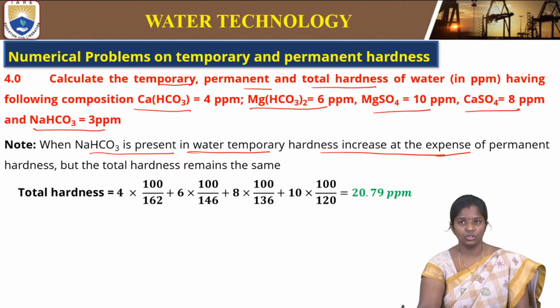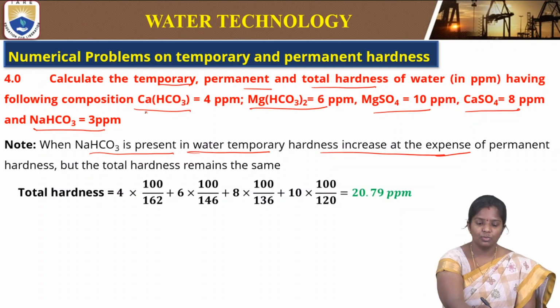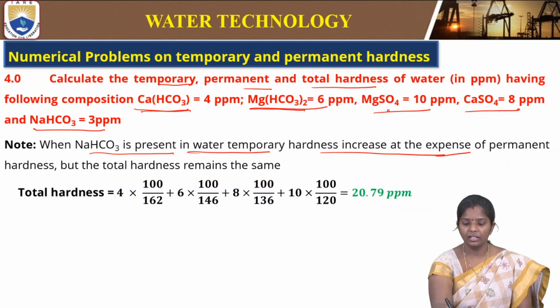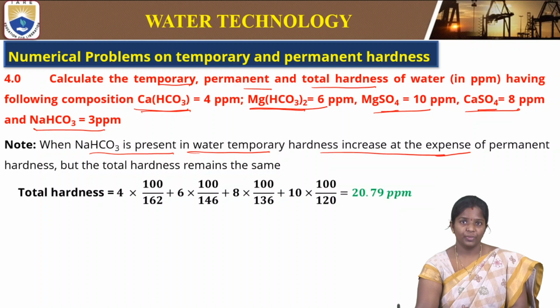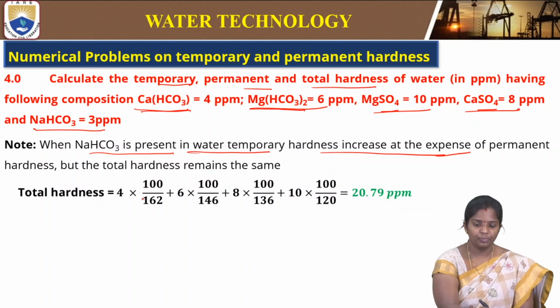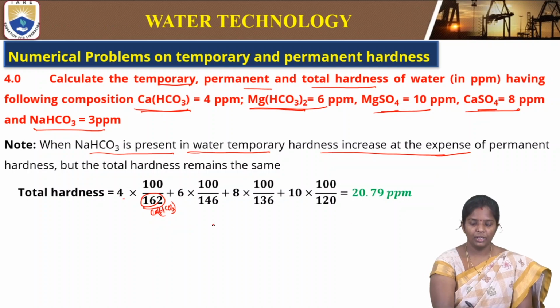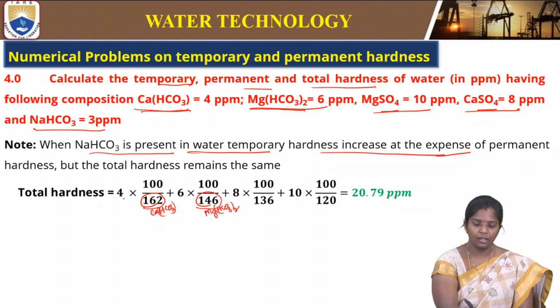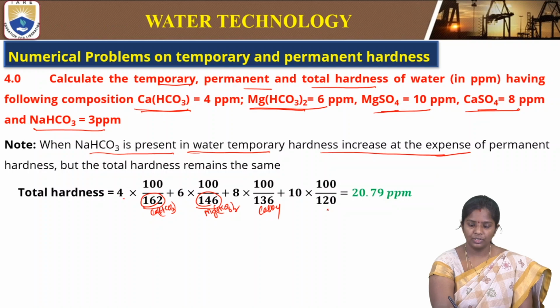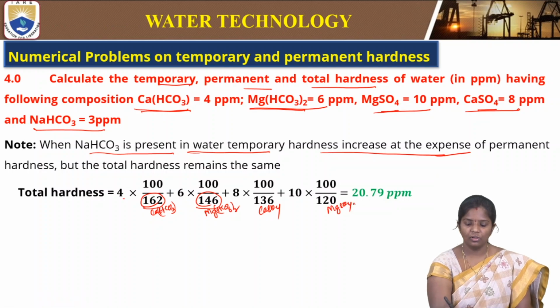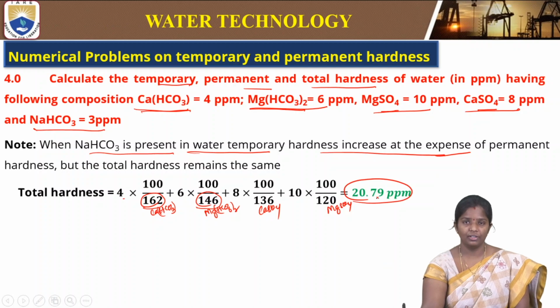So total hardness, what is responsible for it? The bicarbonates of calcium and magnesium, and the sulfates of magnesium and calcium. So now we will calculate the total hardness. 4 into 100 by 162, this is calcium bicarbonate, and 6 into 100 by 146, the molecular weight of magnesium bicarbonate, and 136 is the calcium sulfate, and 120 is the magnesium sulfate. So overall we get a total hardness of 20.79 ppm.